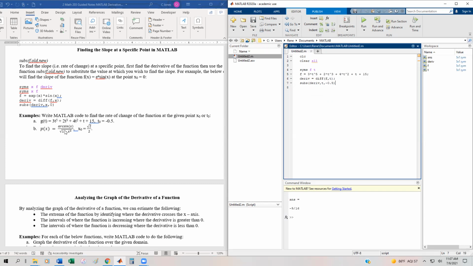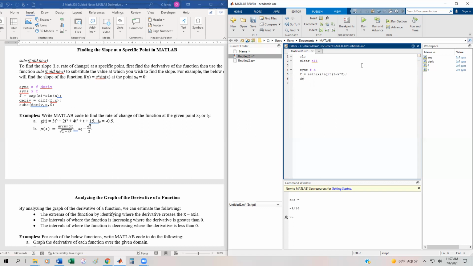A second example might be a little tougher for us. We have a function p of x, arcsine of x over root 1 minus x squared, and we're going to try to figure out what the derivative is, or the slope is, at root 2 over 2. All right, so we're just going to go through. I'm going to delete all of this, and instead of t, let's have an x. Let's define our function as arcsine of x divided by the square root of 1 minus x squared. So that's our function.